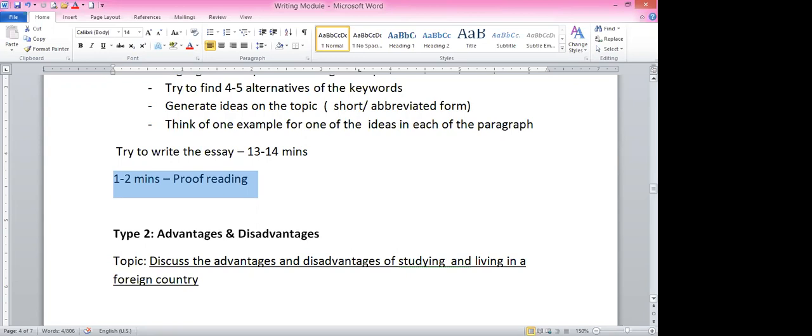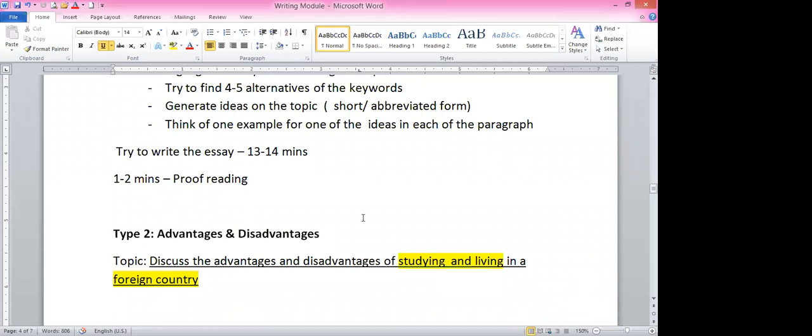When you live in a foreign country, what benefits do you have, and what are the demerits? When you go for studying as well as for living, for these two requirements, what are the positives and negatives? Swarna, are you able to follow? If you travel to a foreign country for studying and residing, what are the merits and demerits?